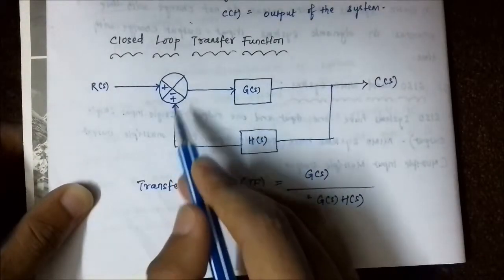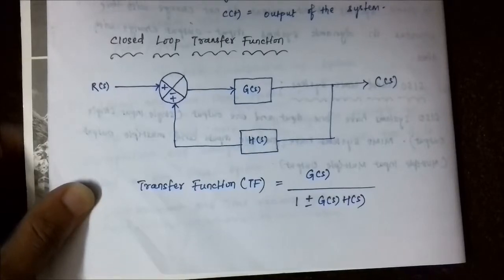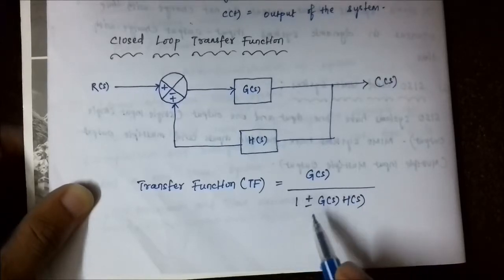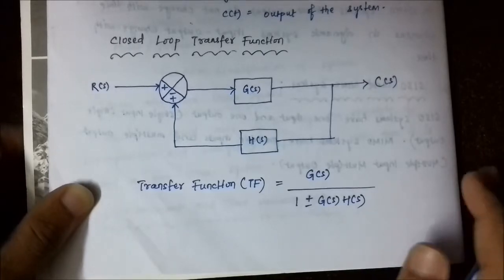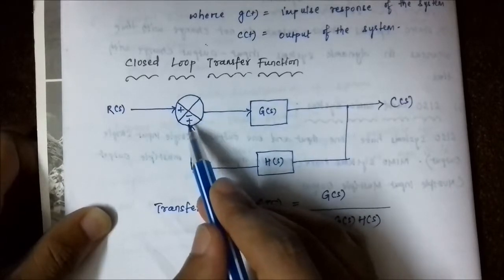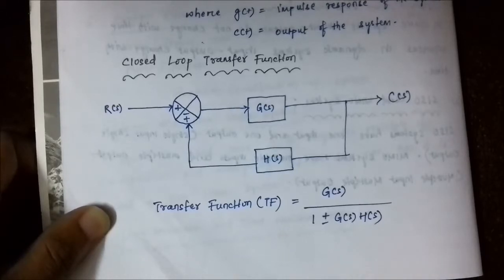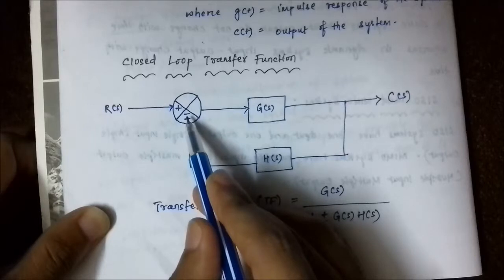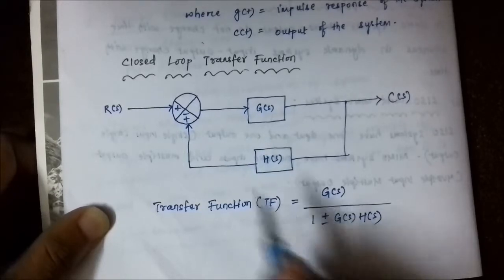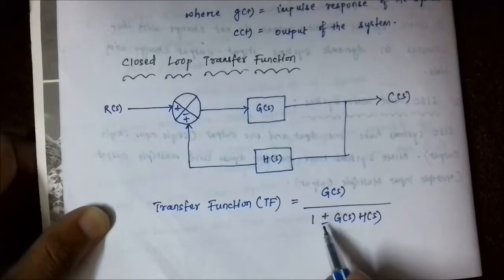Now, here is the comparator or the error detector. This is the input in S domain, this is the output in S domain. So here the transfer function is calculated by this formula, G(s) by 1 plus-minus G(s)H(s). Now, please look here carefully. Here I have taken this symbol first minus then plus, but in here I have taken first the plus sign then the minus sign. It means that when the sign here is negative, here the sign will be positive, reverse, and when the sign here will be positive, meaning the two signals will be added, here this sign will be negative.